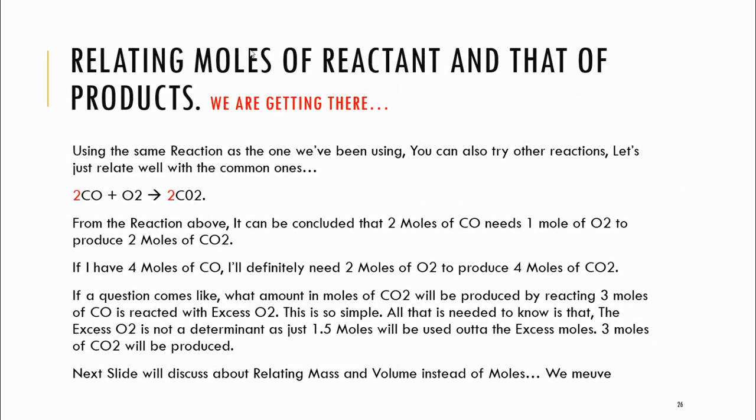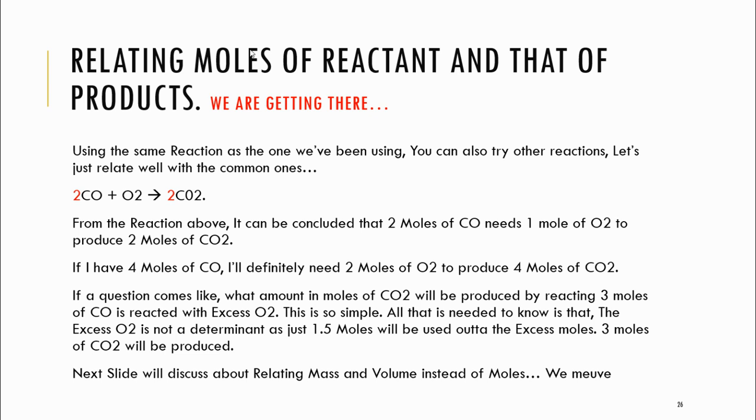Now relating moles of reactant to that of product. So I'm now taking the reactant and product together. It is also simple. One thing about stoichiometry is that you only deal with what you need after balancing your equation. For example, say they ask how much CO2 is produced from 3 moles of CO in the reaction between CO and O2. In this case, we don't need O2; you just work with what you need. You know that 2 moles of CO will produce 2 moles of CO2 when reacting with O2. That's it. So you can always work with it.